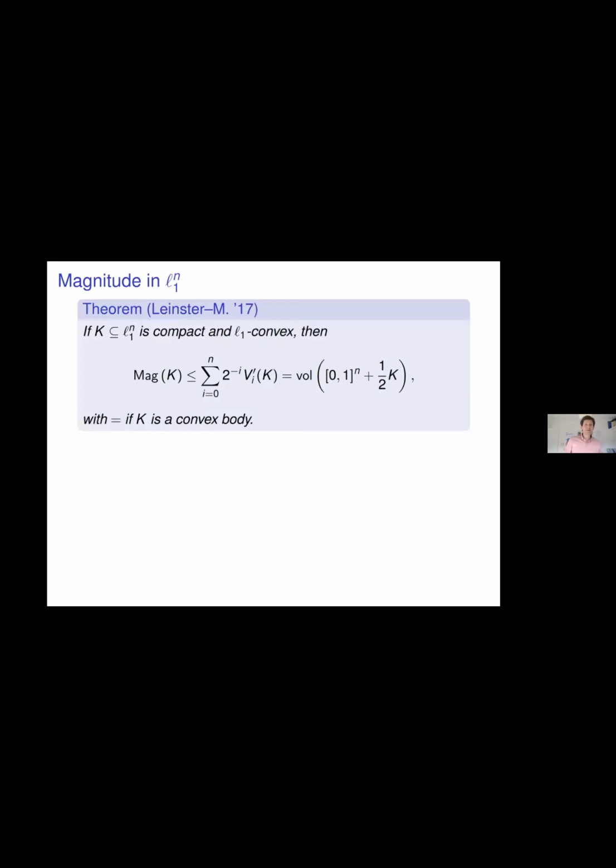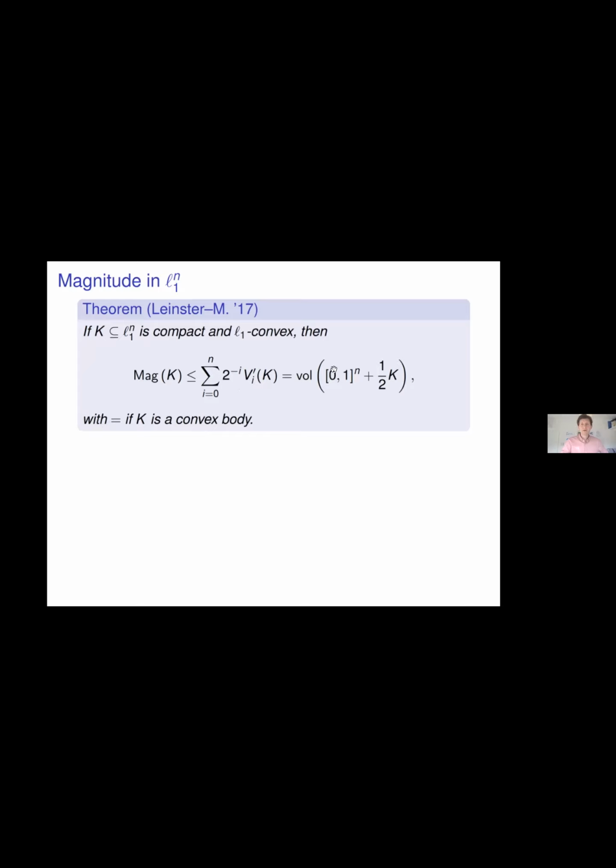So as I said, the reason these L1 intrinsic volumes were introduced was to develop the connection with magnitude. So here's the main result. If I have an L1 convex set in L1, and so this means when I'm talking about the magnitude here, I am talking about the distance being given by the L1 norm, then I get this upper bound on the magnitude in terms of the L1 intrinsic volumes. And using that Steiner type formula, it's exactly equal to this volume here. And we get equality if K is actually a convex body.